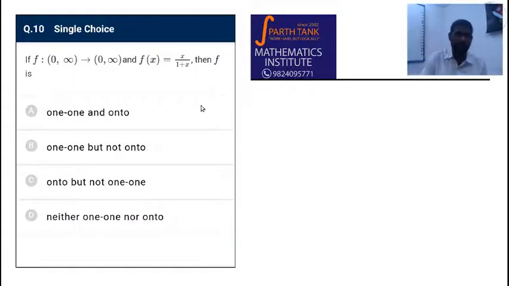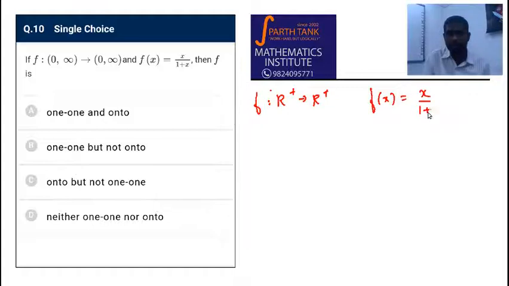Okay, question number 10. F is a real valued function from the positive real numbers, R plus to R plus, let us say, all positive numbers, given by f of x is x by 1 plus x. Then f is what? What are all the values of f? Interesting question. Now if you see, it's a completely positive valued function, right? When x is positive, this is going to be always positive. So it is defined in that region.